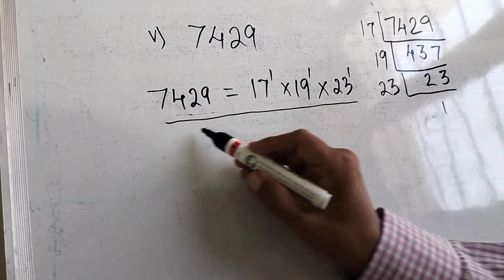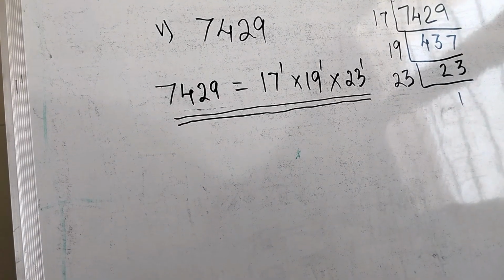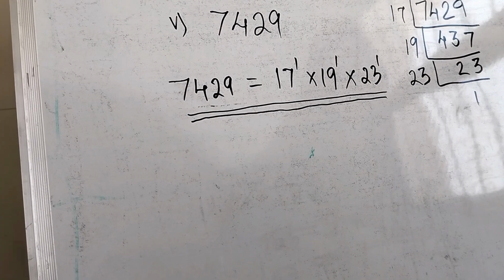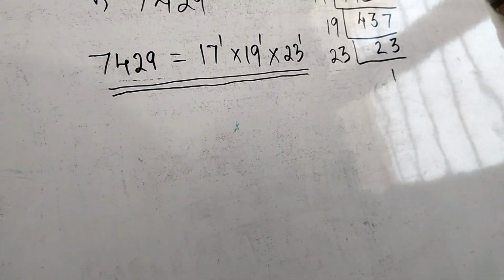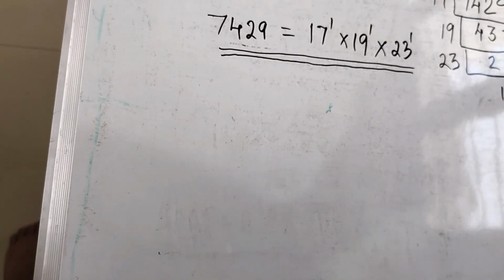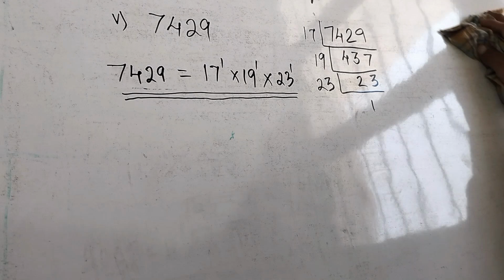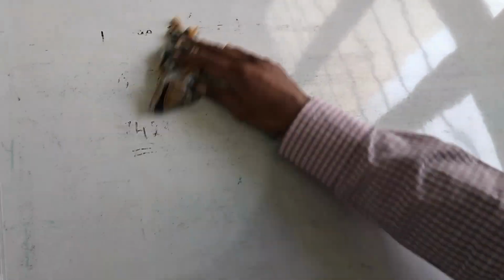So students, you are expected to write in the form of the powers of prime factors. I hope that you have understood how to find the prime factors. And now we are moving on to our second question. Find the LCM and HCF of the following pairs of integers. What we have to find? LCM and HCF.